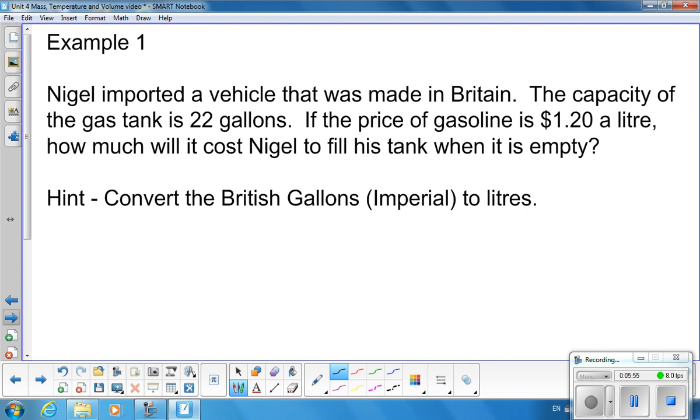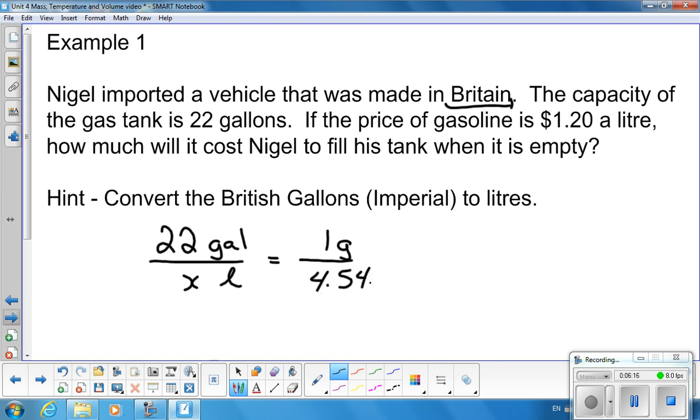So the first step is that I need to change that 22 gallons into liters. I need to make sure that I'm using the conversion for British gallons. Well, 1 British gallon is equal to 4.54 liters.